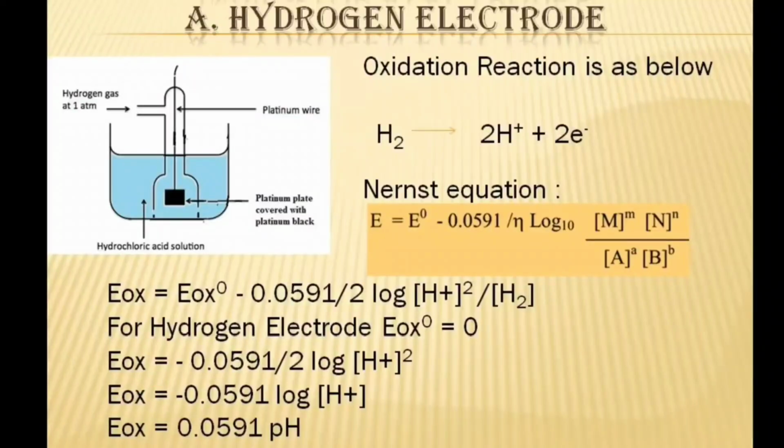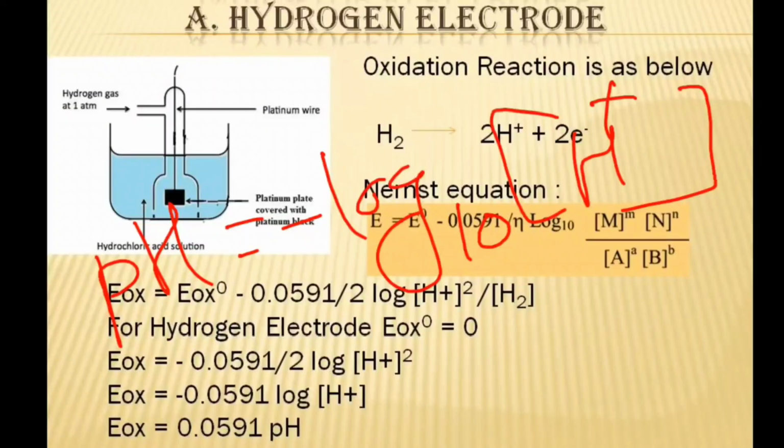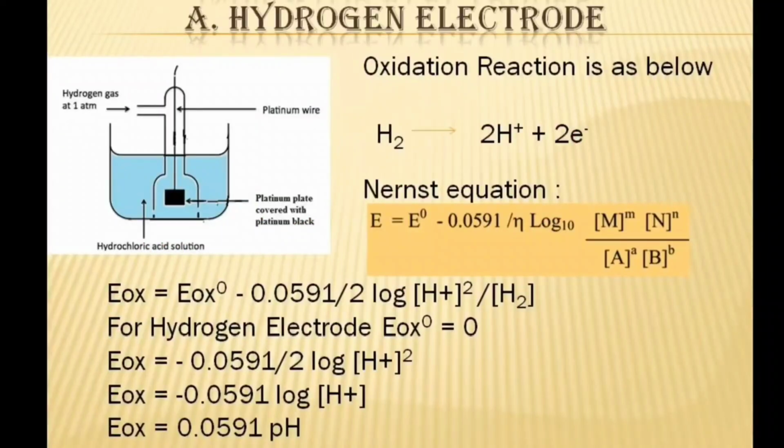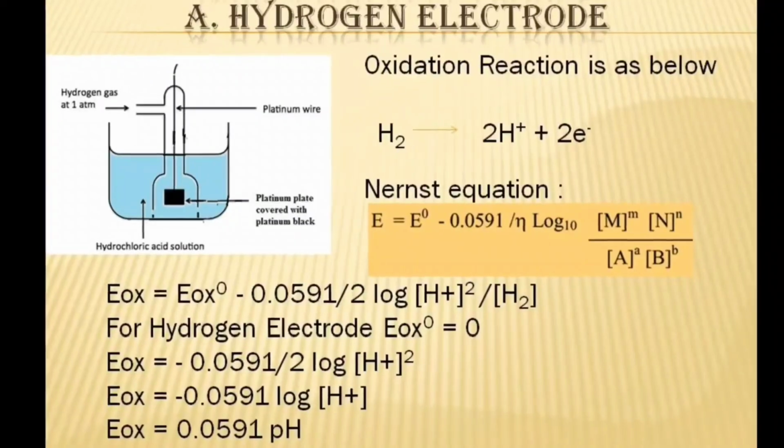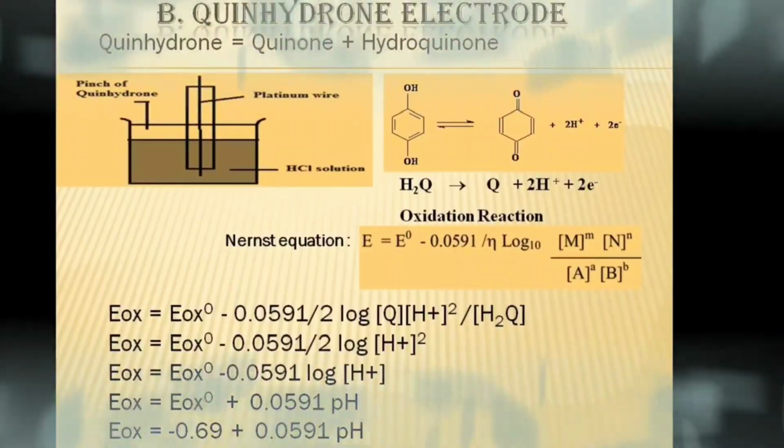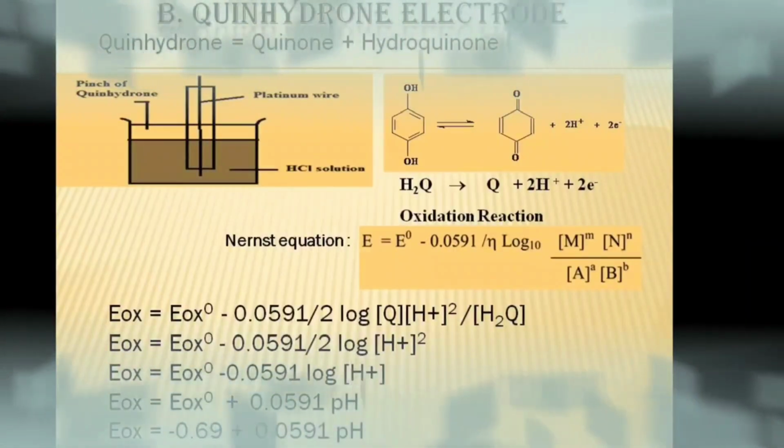Now as you know, the definition of pH is that pH is equal to minus log to the base 10 concentration of hydrogen ion. According to this, the value of minus log of concentration of hydrogen ion you put as pH. So this equation becomes E oxidation is equal to 0.0591 pH. This equation is known as the Nernst equation for the hydrogen electrode, and it is used to determine pH as well as for determination of concentration of hydrogen ion, which we are going to discuss in the next video. Later we will discuss the quinhydrone electrode as an indicator electrode.